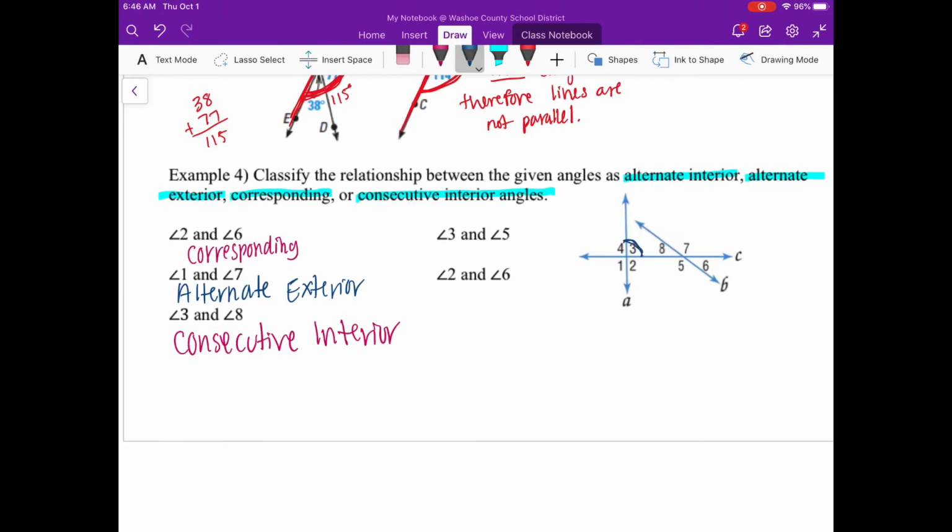Numbers 3 and 5. So 3 is here, 5 is here. They are on opposite sides of that transversal, so that's the word alternate. But they are both within their lines here, so that's interior.